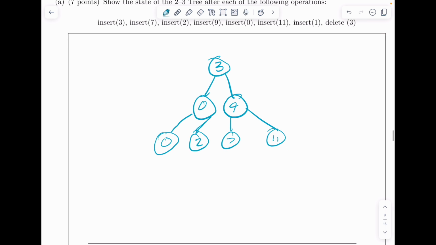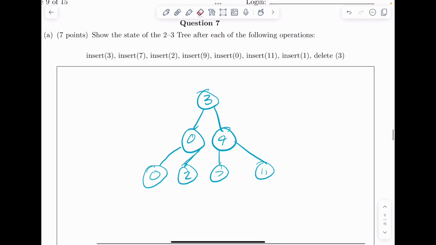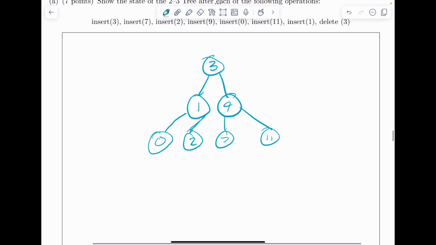Did I do something wrong here? Why is there a 0 here? That shouldn't be there. This is supposed to be a 1. Okay, never mind. That's supposed to be a 1. Everything I said was true, except that's just supposed to be a 1. So now we have a balanced 2-3 tree.